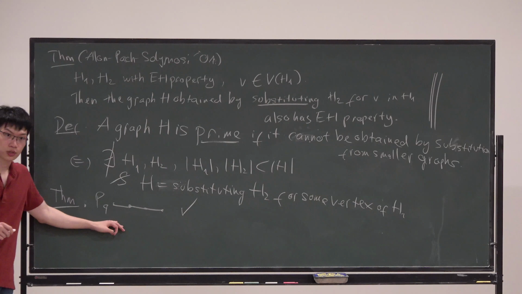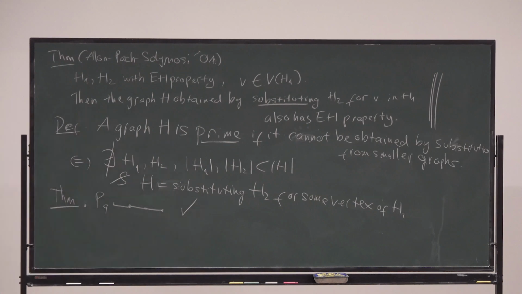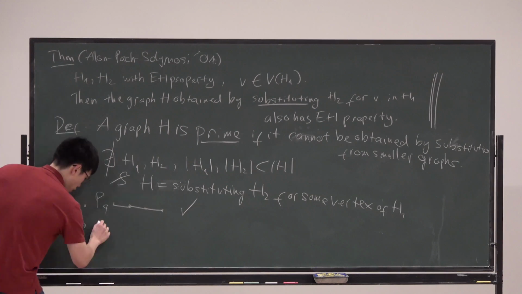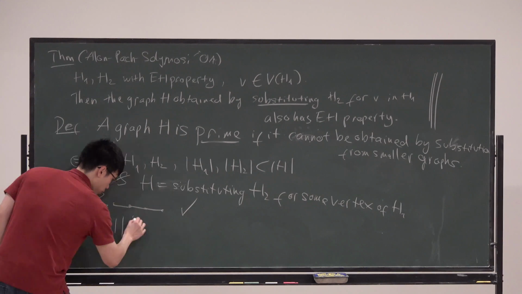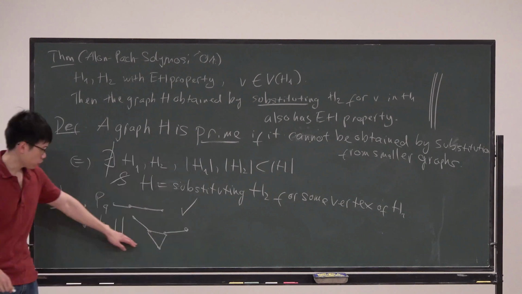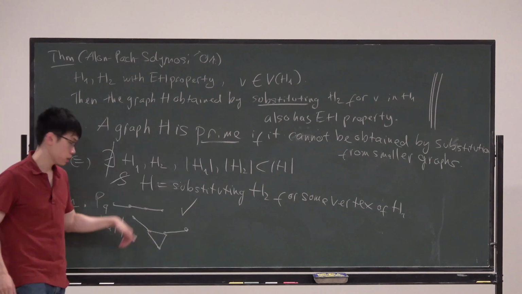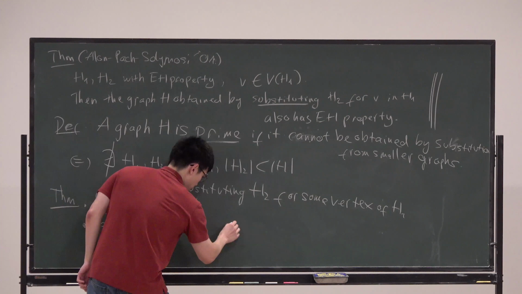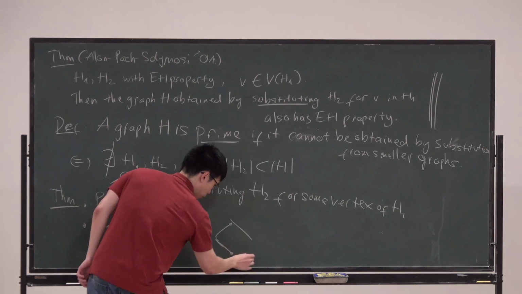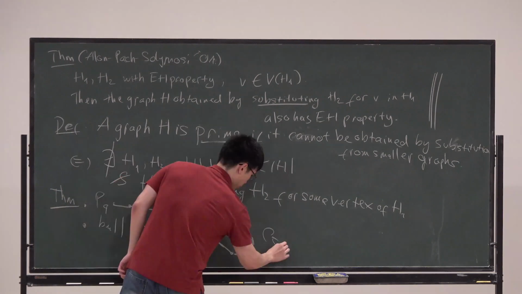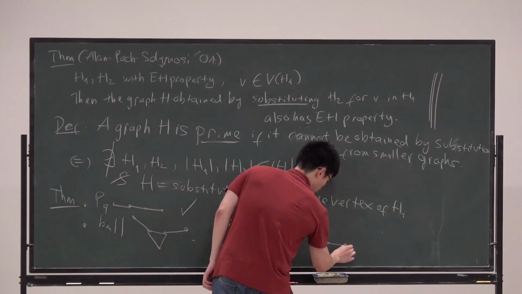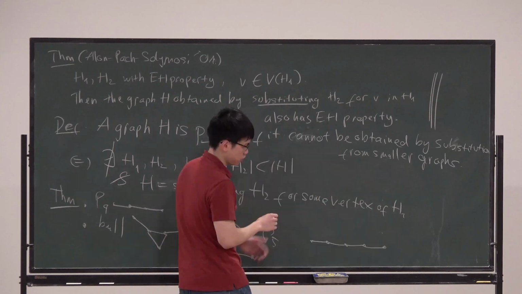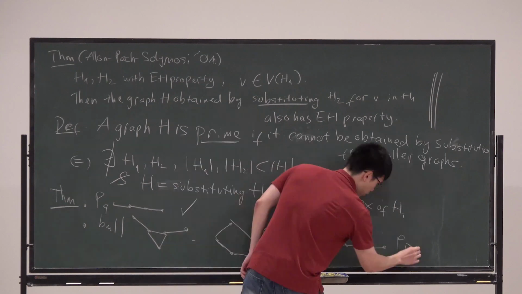So what about 5-vertex graphs? There are 3 prime graphs on 5 vertices. The first one is the bull, which is this configuration, the triangle with 2 pendant edges on top. The next one is the 5-cycle, C5, and the last one is the 5-vertex path P5 together with its complement graph, which is the house, this configuration.